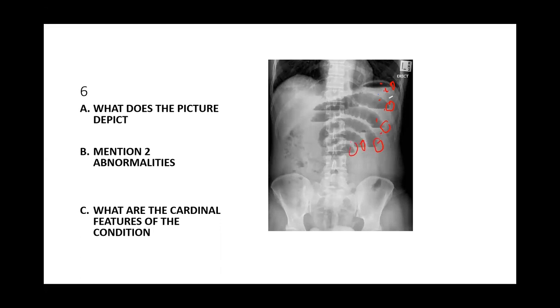So multiple, what are the cardinal features of the condition? The cardinal features will be vomiting, abdominal distension, abdominal pain, and constipation. Yeah. Now, for small bowel obstruction, how do they present? For small bowel obstruction, they present with abdominal pain, constipation. How does it differ from large bowel obstruction?